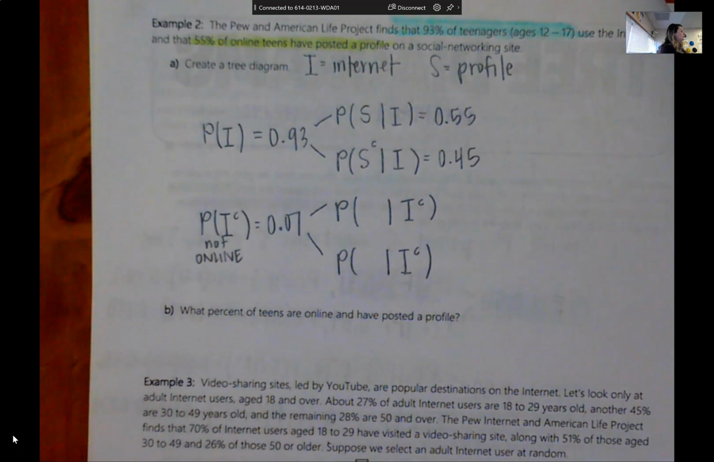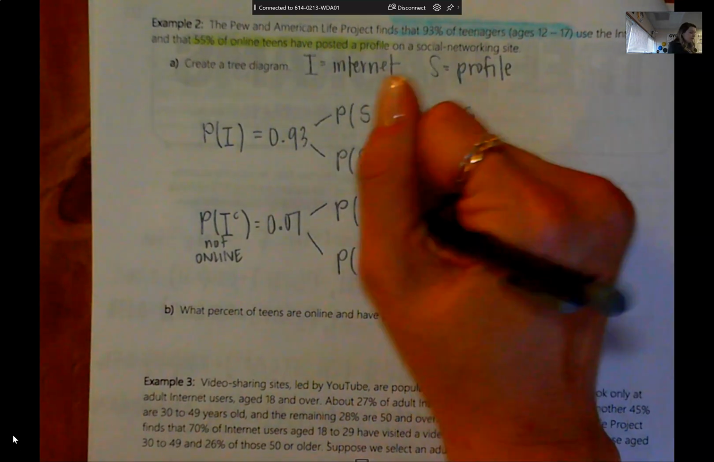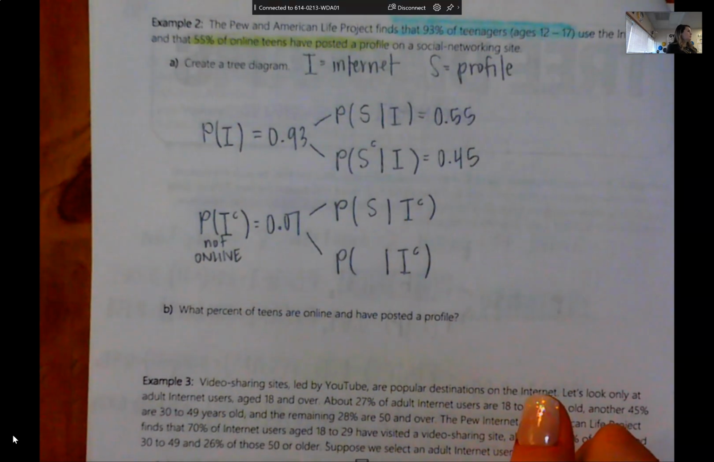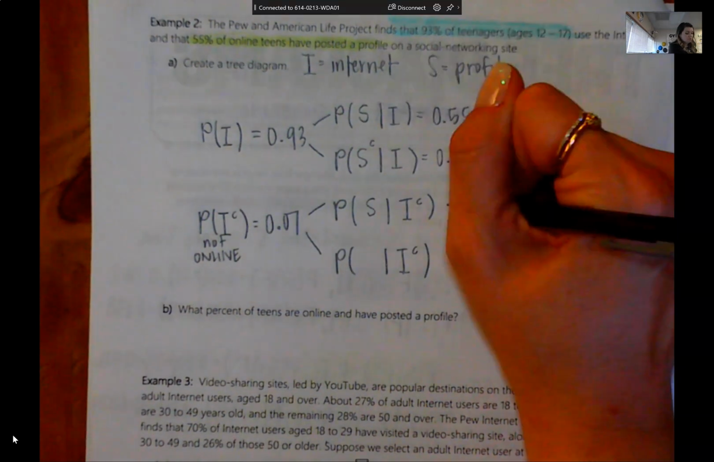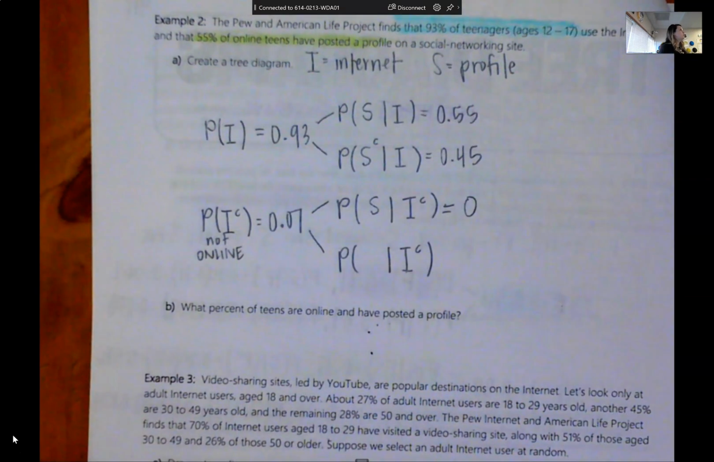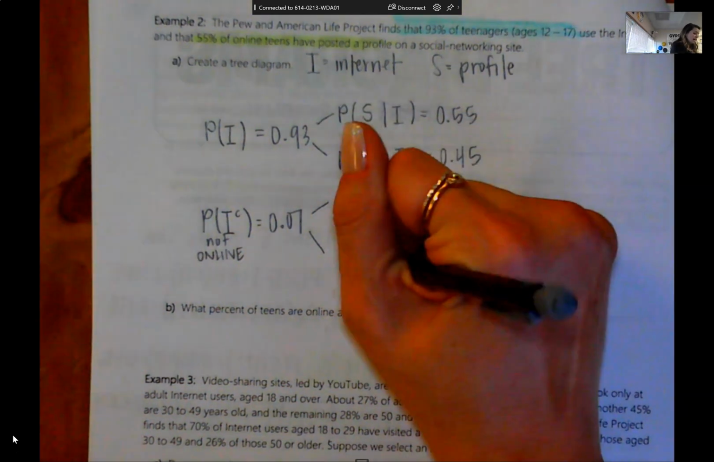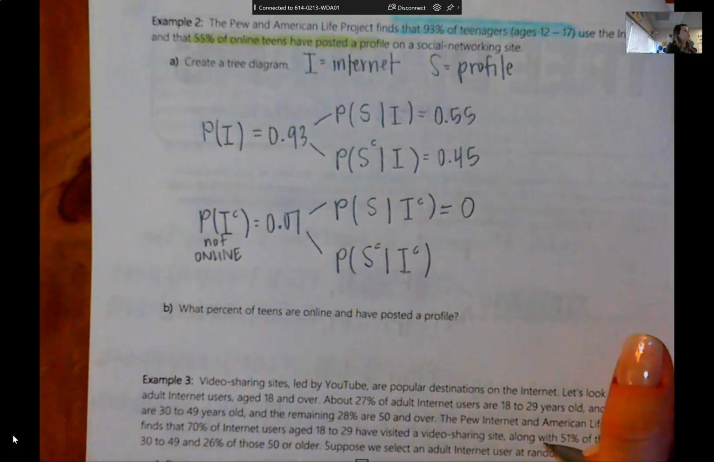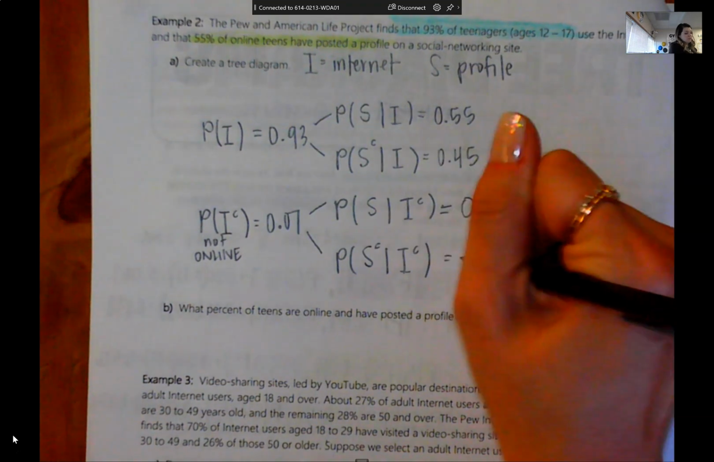Well, they only gave us 2 percentages this time, but what's the probability that you have a profile on a social networking site given you don't use the internet? 0. They didn't need to give us this one because those are mutually exclusive. You can't not be on the internet and have a social media profile. It requires internet. Which means the probability that you don't have a profile, given that you're not on the internet, is 1.